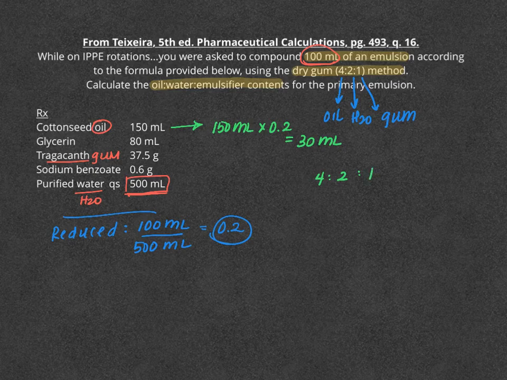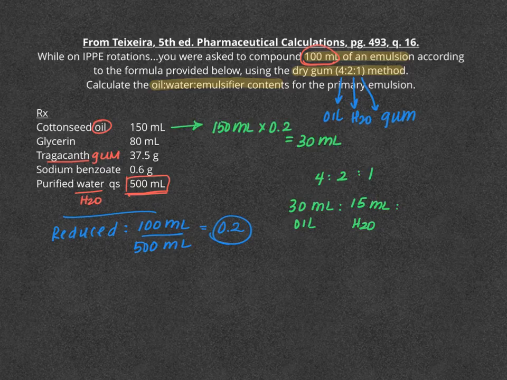Remember again, it's 4-to-2-to-1. So we have our oil amount. We have 30 milliliters of oil. If that's our 4 ratio, then we know that we have to divide by 2 to get our water. So our water amount will be 15 milliliters. And then again, we know that we have to divide by 2 again in order to get our emulsifying agent. So that's 7.5 grams of our tragacanth, or our emulsifying agent.